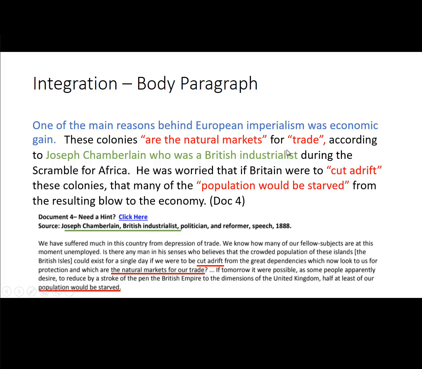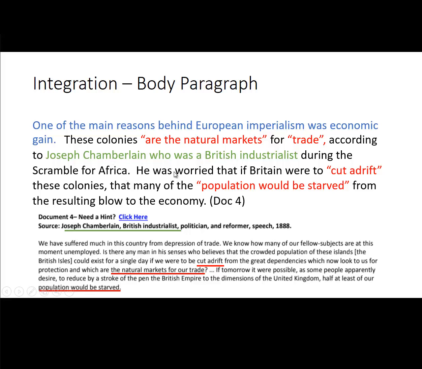And notice I don't have to have just one sentence. I could have more than that if I need. He was worried that if Britain were to cut adrift these colonies, many of the population would be starved from the resulting blow to the economy, and then I parenthetically cite. So I've taken those pieces and shown, hopefully through my analysis, that colonies serve this purpose as markets. This is the guy who's saying it.